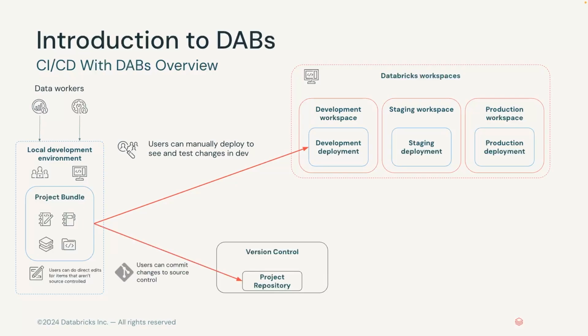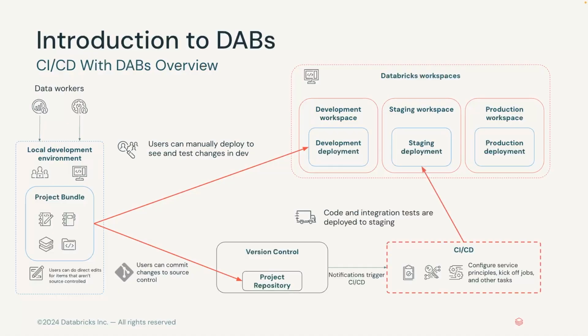After development, users can then commit changes to version control within a project repository and push your development changes. After the changes are committed, you can set a notification to trigger to initiate the CI/CD pipeline. In a typical pipeline, the tests are first deployed to a staging environment. Once all tests pass in staging, the code can then be deployed to the production environment after following your organization's processes such as code review and approval.